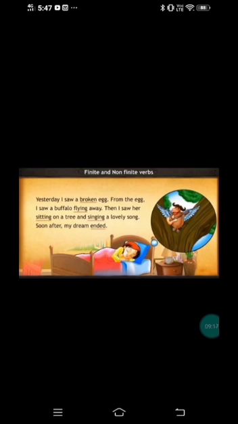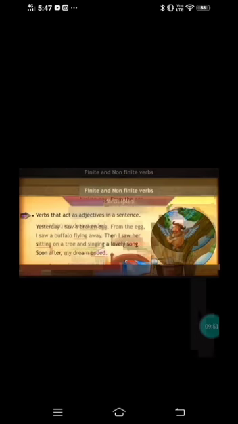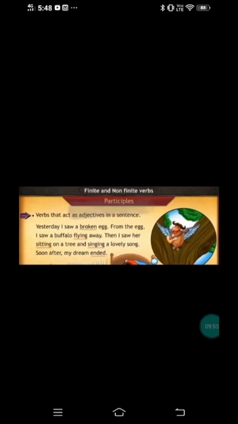Next, I saw a buffalo flying away. How is the buffalo? It's flying away. Next, then I saw her sitting on a tree and singing a lovely song. What is she doing? She's sitting on a tree and singing a lovely song. So it is describing a noun. Soon after, my dream ended. So what has been ended? Dream. Dream is a noun, right? It's an abstract noun. Actually, broken, flying, sitting, singing, ended, all these are verbs.